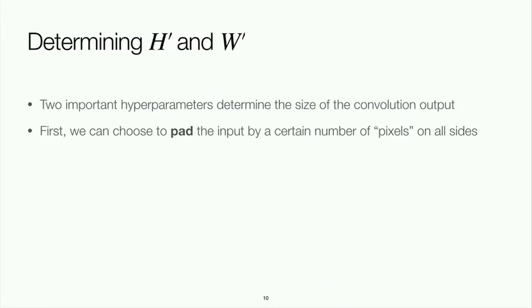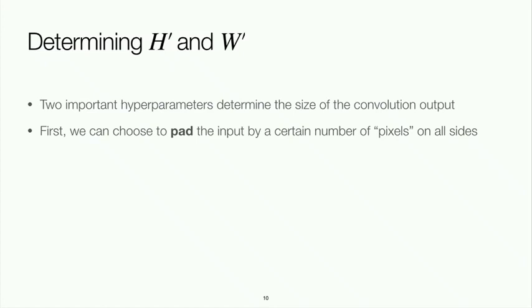So first, there's a hyperparameter called padding, which is basically what it sounds like. We can choose whether or not we want to pad our input by a certain number of quote-unquote pixels on all sides. Imagine I had a 224 by 224 image. I can imagine padding all four sides with 2 pixels, and then I have a 228 by 228 image at that point.